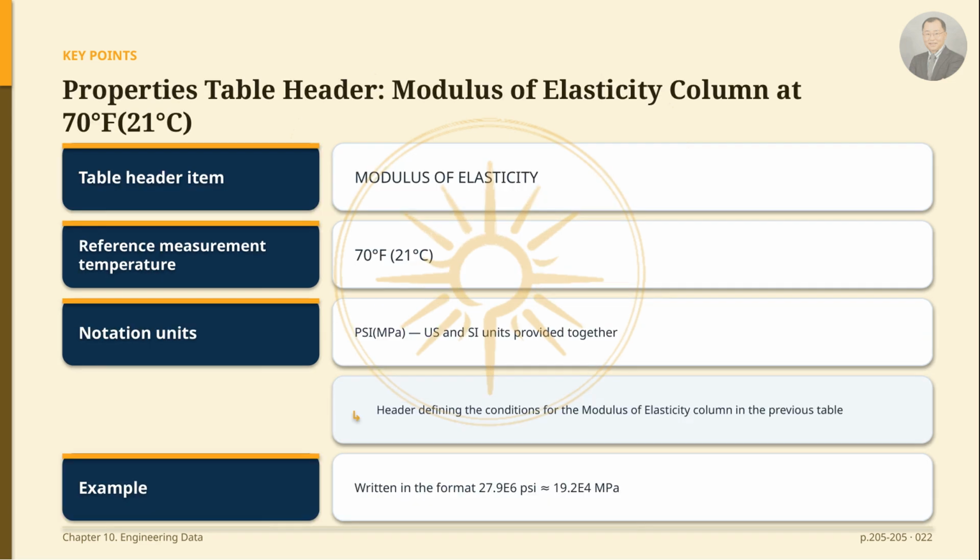This chunk defines the header for the modulus of elasticity column in the valve material properties table. It specifies that all the modulus of elasticity values listed in the table are measured based on 70 degrees Fahrenheit, or 21 degrees Celsius. The units are written as psi with MPa in parentheses, following a method of providing both imperial and SI units. For example, 27.9 times 10 to the power of 6 psi corresponds to 19.2 times 10 to the power of 4 MPa. You can understand that this header defines the measurement conditions for the modulus of elasticity listed in each material row.